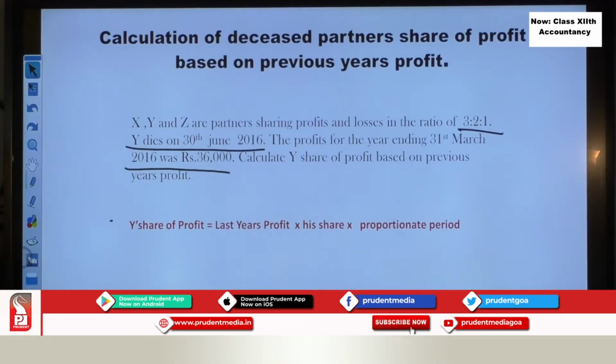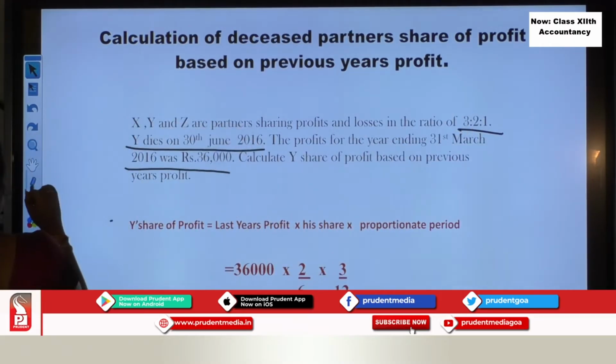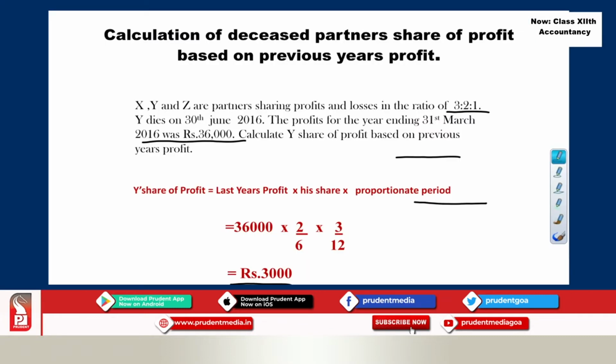So Y's share of profit: you don't have this year's actual profit. What is the base you are using here? Last year's profit. So last year's profit into his share, Y's share, and proportionate period. Very simple. Let us see how it is done. What is the last year's profit? You are given 36,000. So you take last year's profit, 36,000. What is the share of Y? Here you are given 3:2:1. So Y's share will be 2/6, and next is the proportionate period.